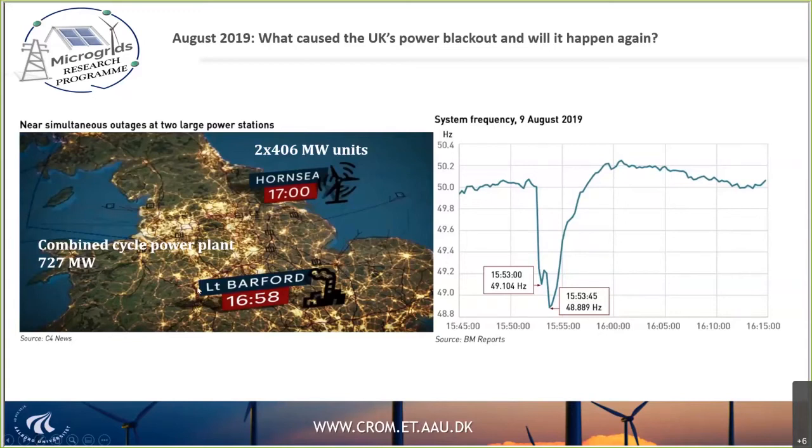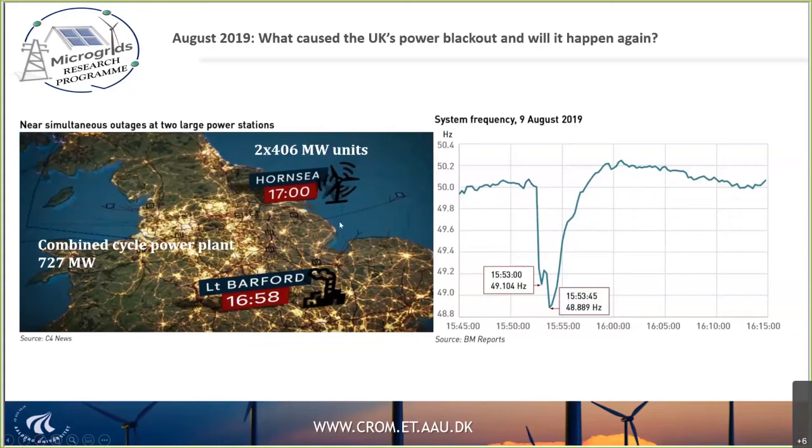You can see a combined cycle plant from Barford. It was shut down. This was 727 megawatts, shut down at 2 minutes to 5. And then after 2 minutes, the offshore wind farm, a couple of units of 406 megawatts, or around 8 megawatts, went down. Yeah, and you can see here the effect. The frequency was 50 hertz, and suddenly the combined cycle plant went down, and you can see how the frequency went down.